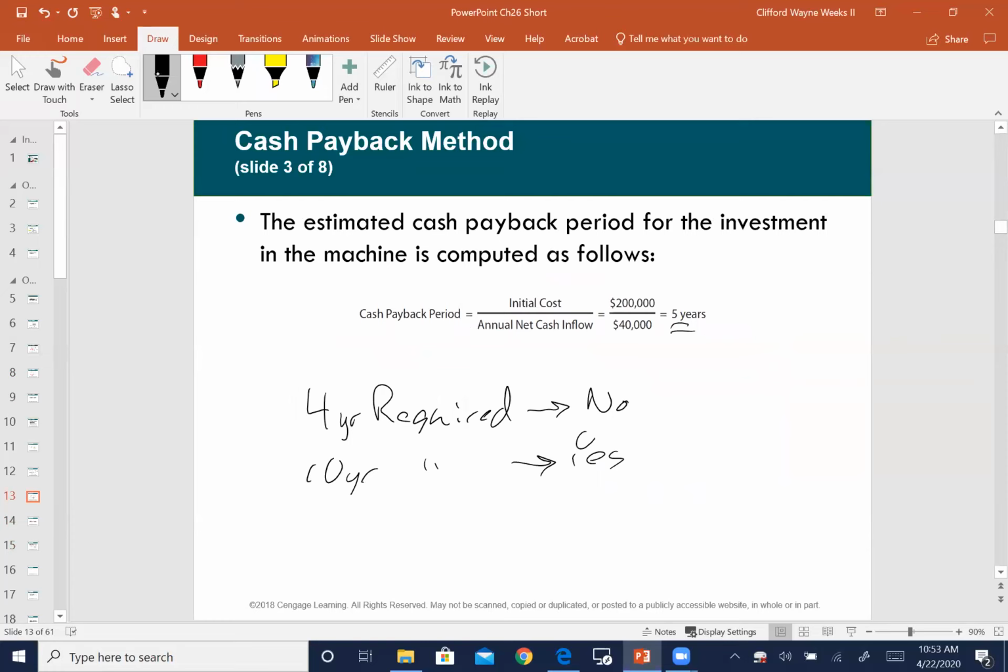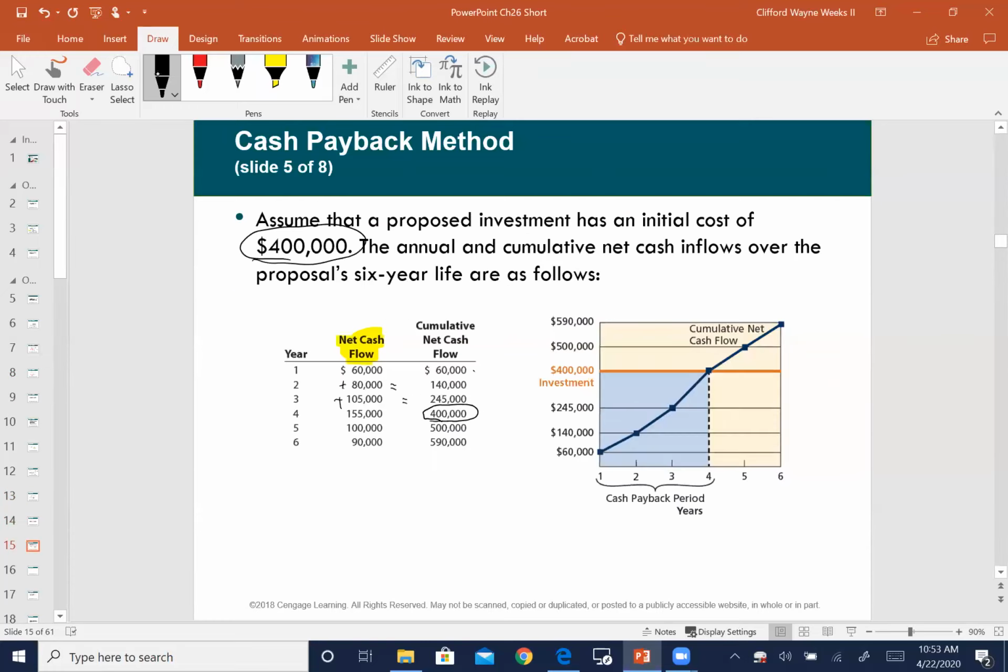And so if you're trying to consider between this proposal and this proposal, which one would you do? Would you choose one with 5 years, or would you choose one with 4? Well, the criteria would say you would choose this one because it paid for itself in a shorter time period. Well, there are several weaknesses about this method, and I want to use the same information in order to show you one of the weaknesses.